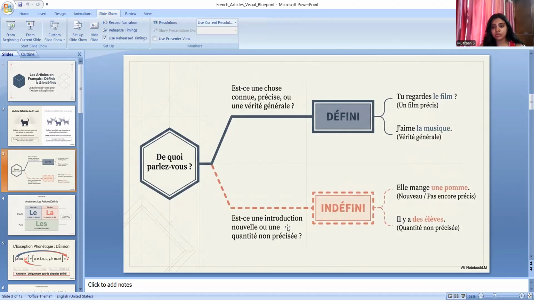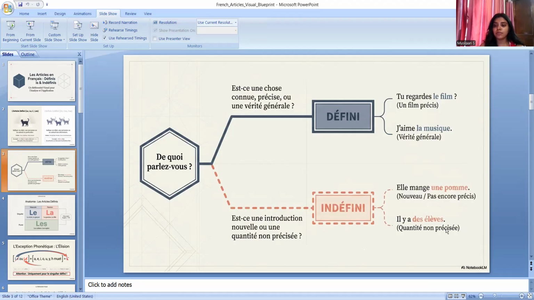Now for indéfini, une introduction nouvelle ou une quantité non précisée. Like I've already said, when you're introducing a thing for the first time, at that time you will be using indéfini, or quantité non précisée, when a quantity is not precise, like there is no number. You can replace it with some or any. Now see here the example. Elle mange une pomme. Pomme, pas encore précisé. Here we have not precised which apple, green apple, red apple. It is just that she is eating an apple. It is not precise which apple. So for that we will be using indéfini.